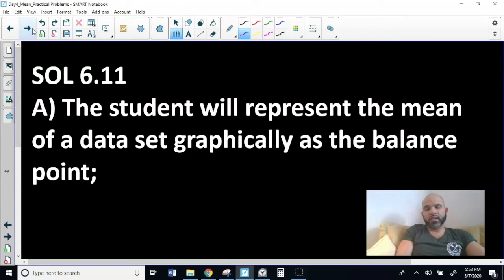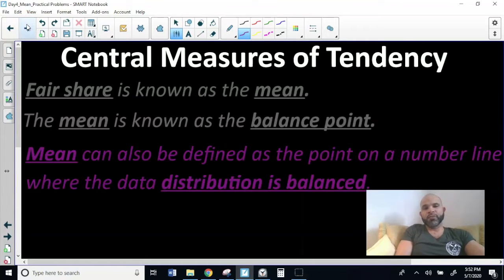Now that we've done that, let's get back into what we've been talking about. We're still doing bullet A, where the student will represent the mean of a data set graphically as the balance point. In previous lessons, we talked about the fair share. We've talked about the mean being known as a balance point. And yesterday, we worked on the mean also being defined as the point on a number line where the data distribution is balanced. So yesterday we did that to really check our work, to check our balance point.